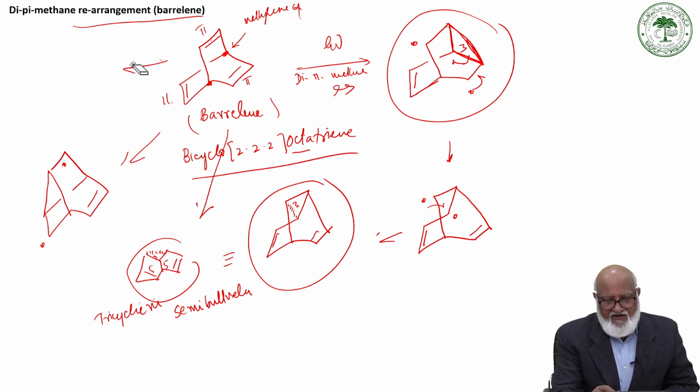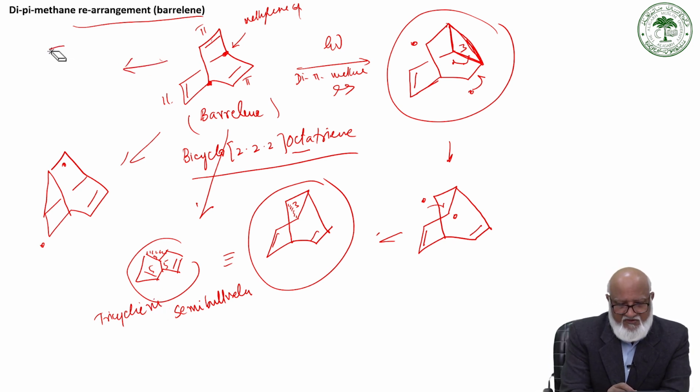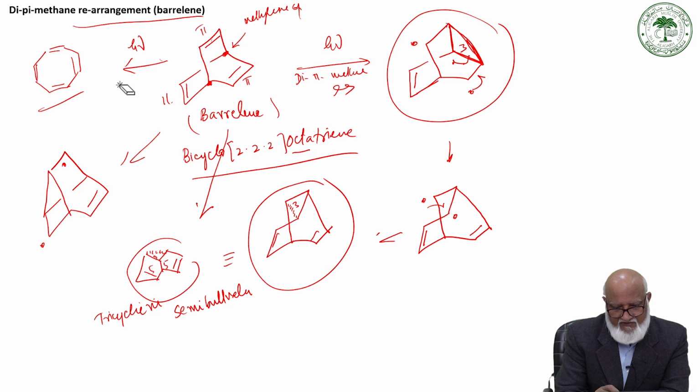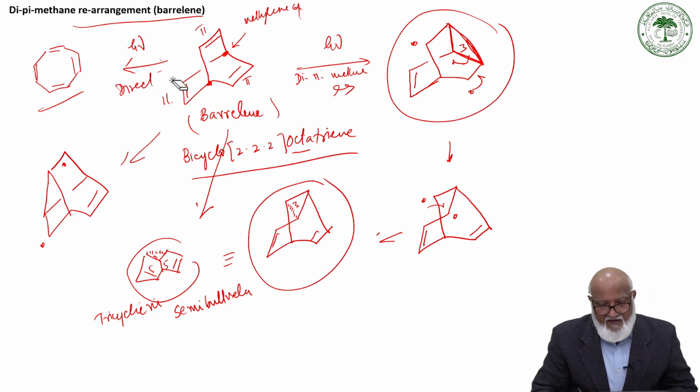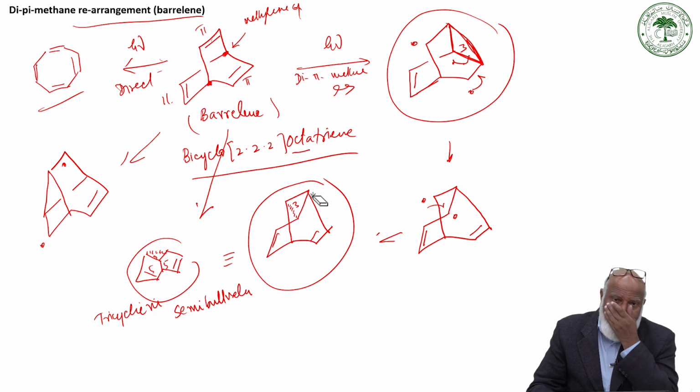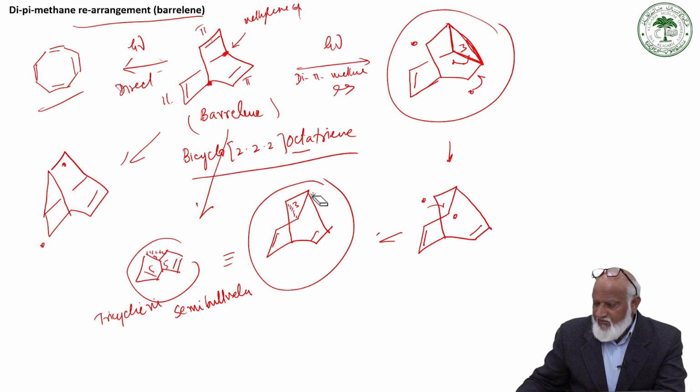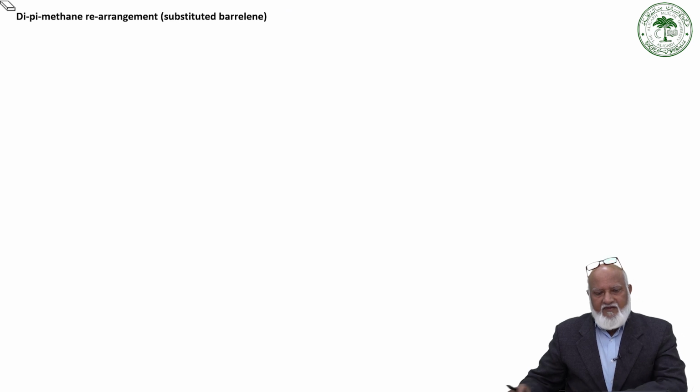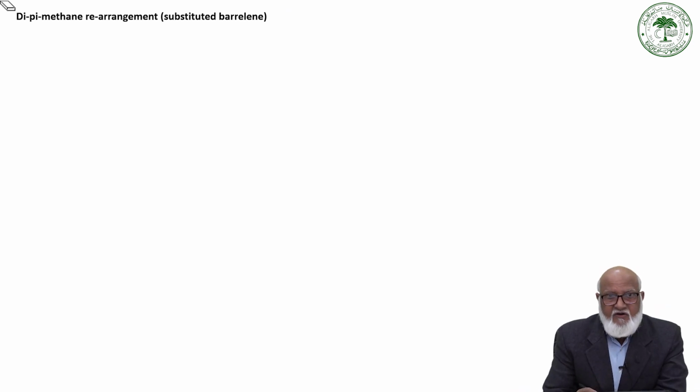On direct photolysis, it has been found that it gives cyclooctatetraene. This is the product formed on direct photolysis. On this molecule, it gives a very interesting di-pi-methane rearrangement to give a tricyclic system, and this reaction has also been extended with a benzo-barrelene.